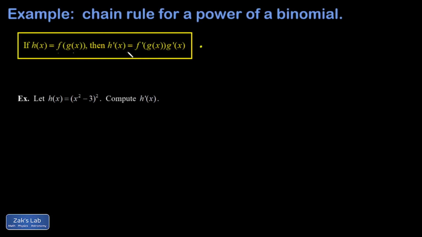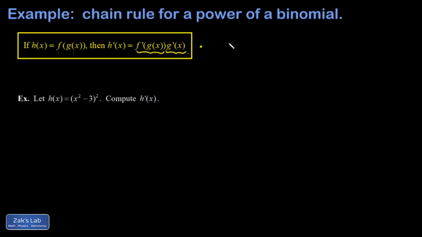Then the derivative of h is given by the derivative of f with respect to its interior. So this statement right here is really saying treat g of x like it's just a single variable and just differentiate the outer function with respect to that. And then you have to tack on a factor where you take the derivative of that inner function.